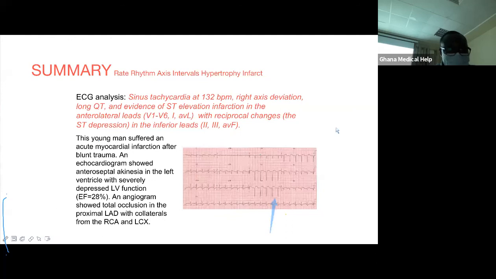Okay. And we said that this young man suffered an acute MI after the blunt trauma. An echo showed anteroseptal akinesia, like we were just talking about. Angiogram showed occlusion of the proximal LAD, with collaterals from the left circumflex and right coronary artery. All right, so we are good.